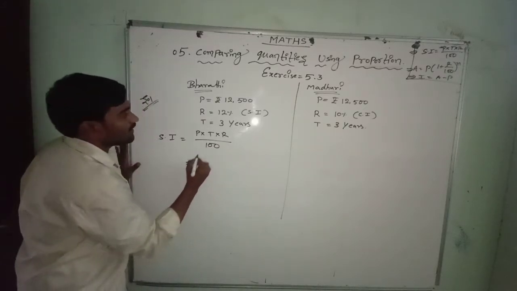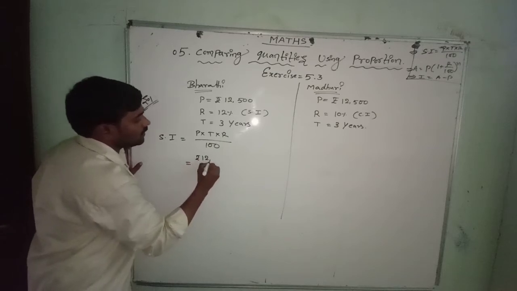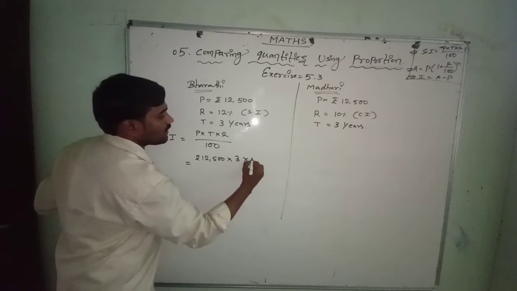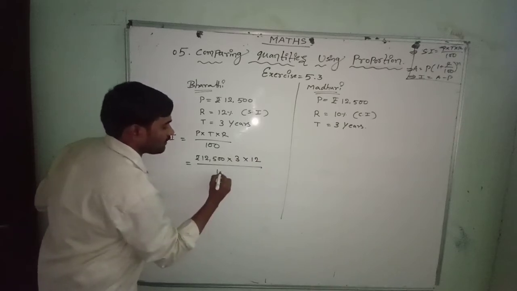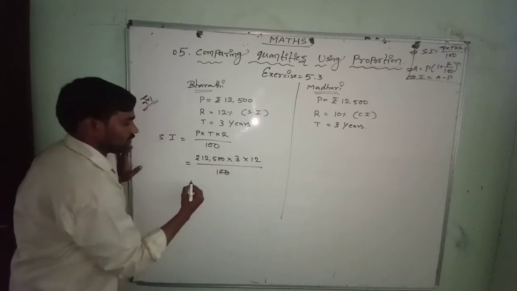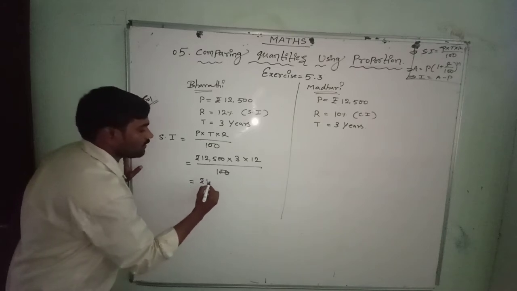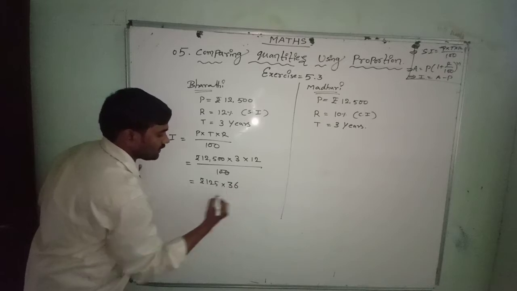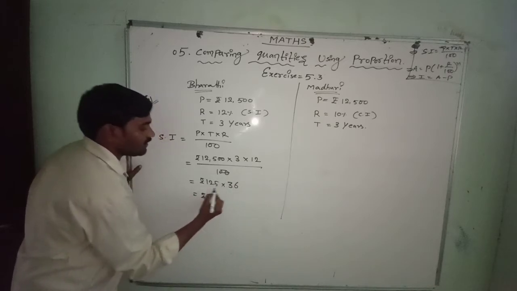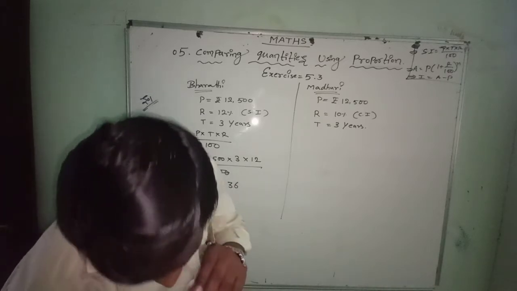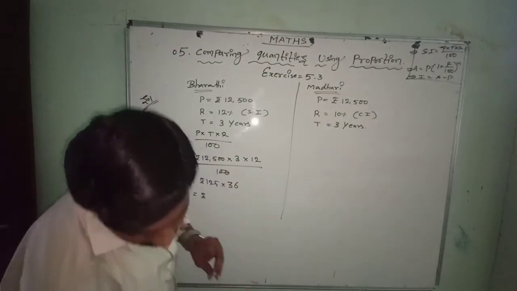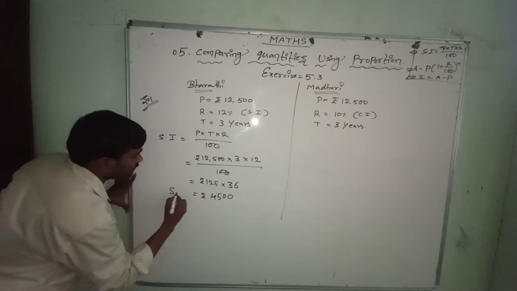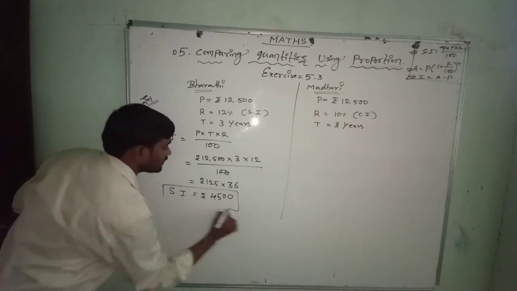Then P is nothing but rupees 12,500 into T, 3 years, R 12 by 100. These two cancel. Then what comes? Rupees 125 into 12, 3 twelves are 36. Let us multiply this, 125 into 36. That is 4,500. This is simple interest.